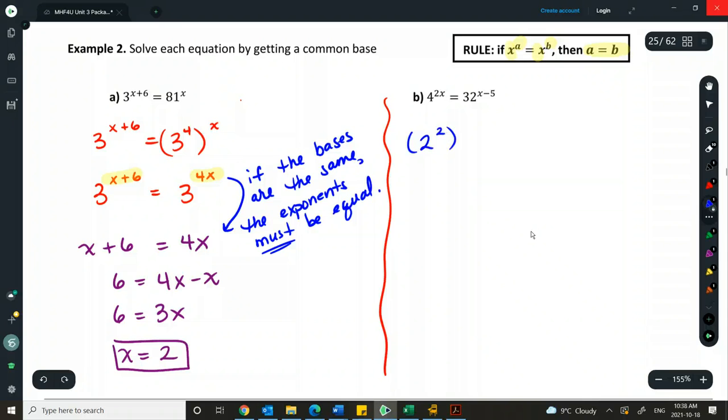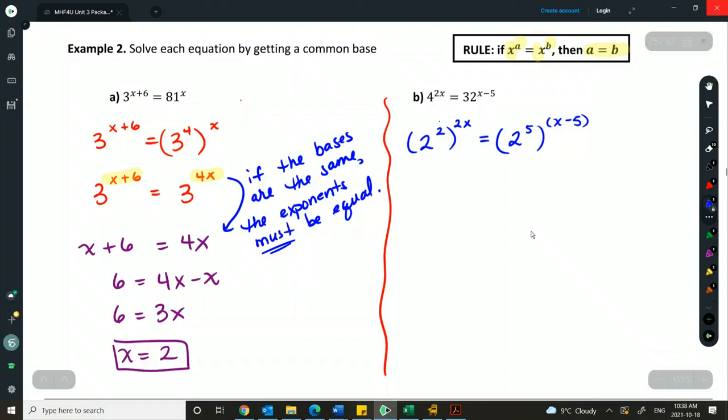So 4 is 2 to the 2, and then it still has a 2x. How about 32? What is 32 as a base of 2? Kenzie? 2 to the 5. And then I still have x minus 5 as an exponent here.